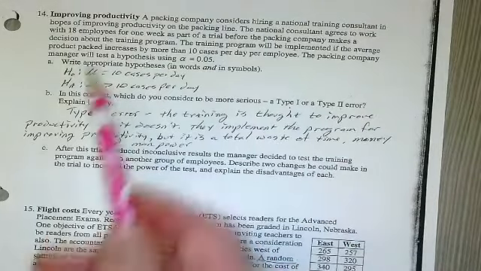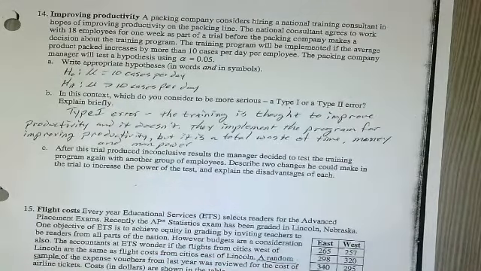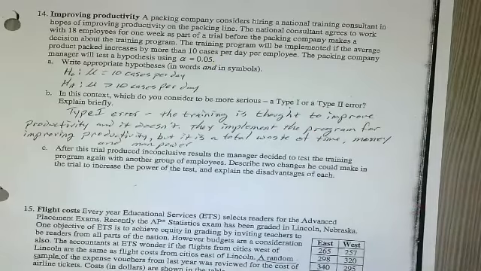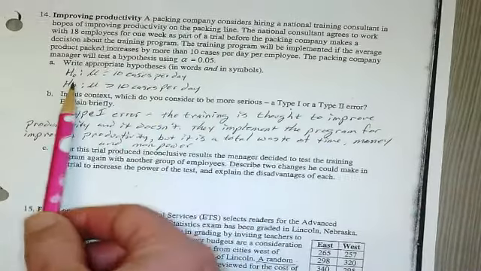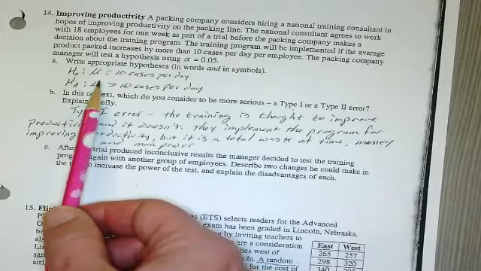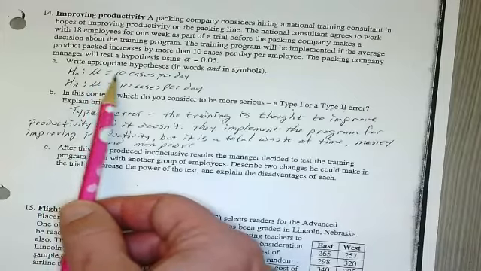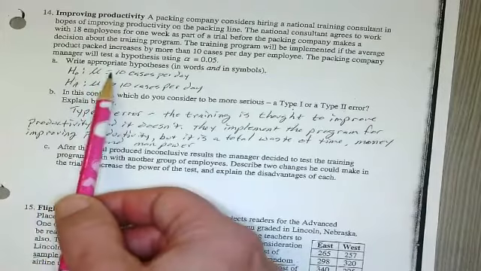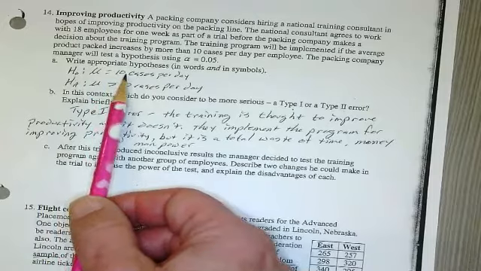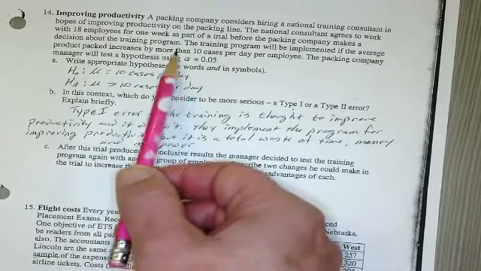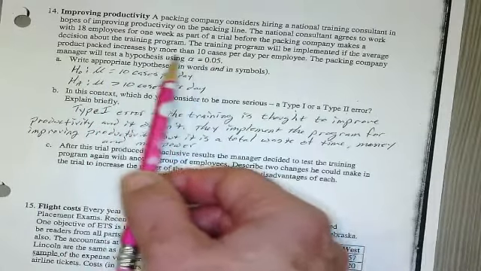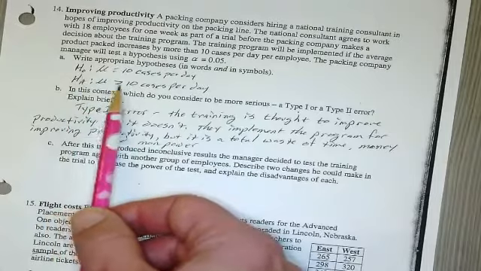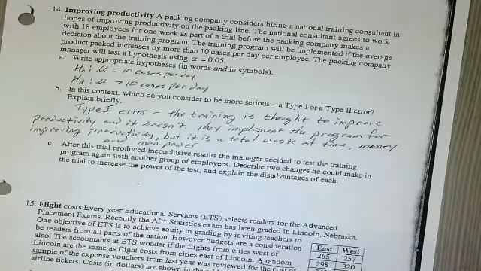The training would be implemented if the average increases by more than 10 cases per day per employee. They're going to use an alpha of 0.05. So the null hypothesis is that mu equals an increase of 10 cases per day, because that's what it's talking about. Increases by more than 10 is our alternative. The alternative is that mu is greater than an increase of 10 cases per day.